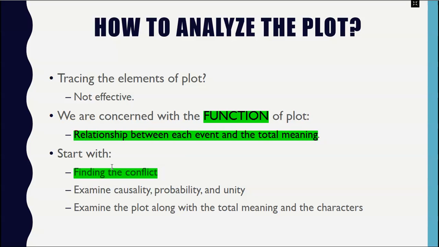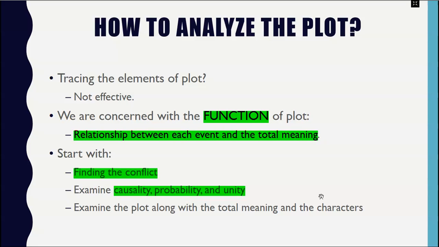So finding the conflict is really important. The next thing that you have to do after you find Freytag's pyramid, you complete the Freytag's pyramid exercise, you have to think about the causal relationships, the cause and effect relationships. Is there causality? Does this event logically stem from a previous event and lead to the following or the next event or not?